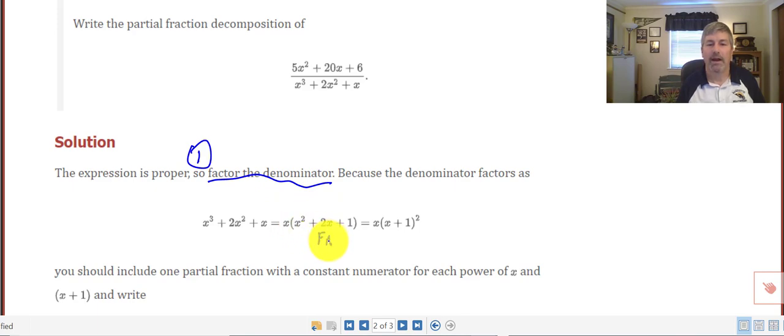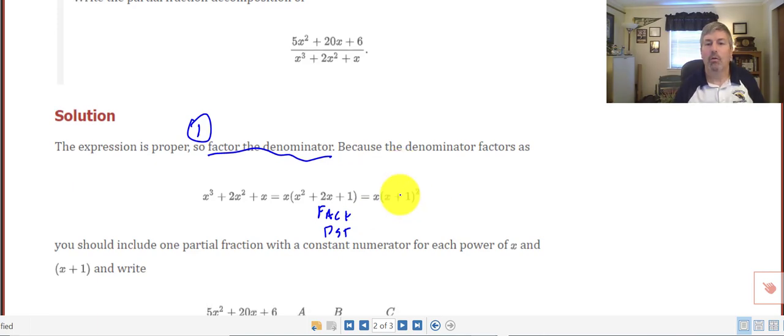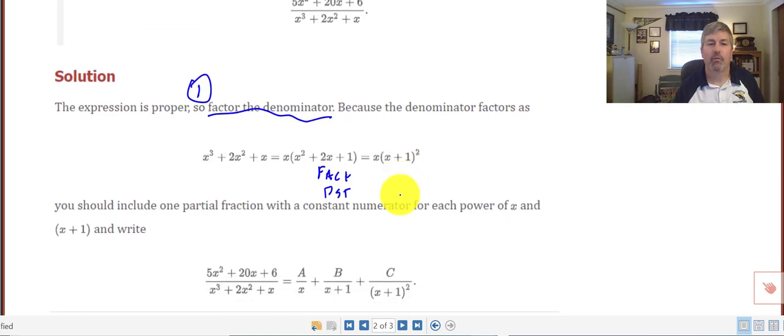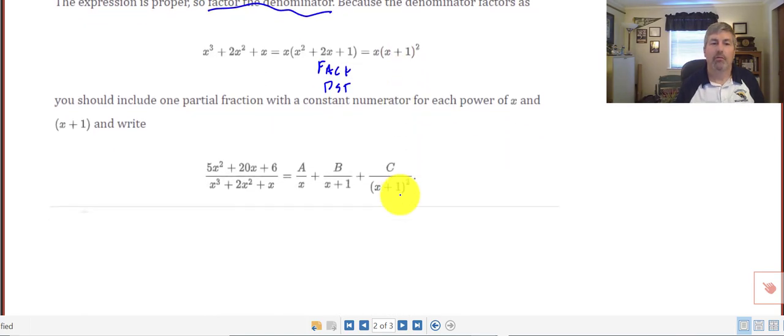Well, that is still factorable. That is a perfect square trinomial. So that factors to x times (x plus 1) quantity squared. So we have two factors of x plus 1. Since we have three factors, we're going to work with all of a, b, and c. We'll write one partial fraction with a constant numerator for each power of x and x plus 1. So our original question on the left equals a over x, b over x plus 1, and c over (x plus 1) quantity squared.